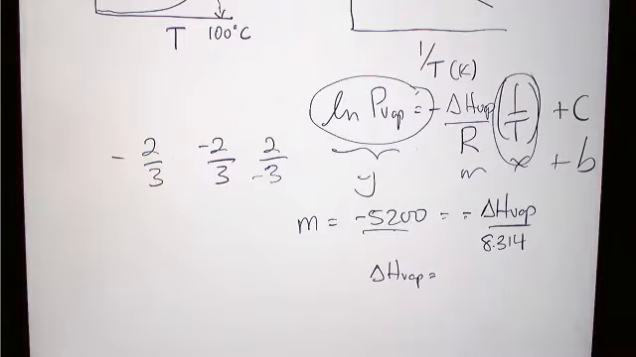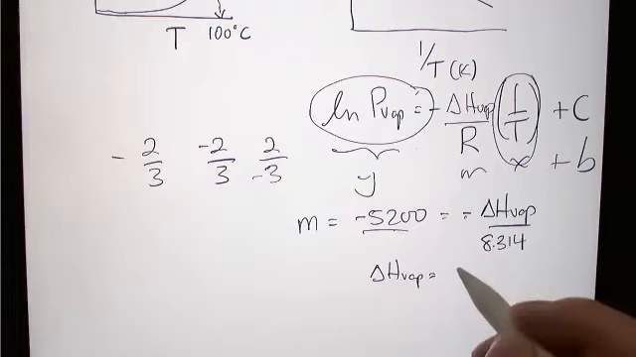A negative times a negative will be positive. Delta H is not always positive, but delta H VAP is. Delta H VAP is the energy needed to vaporize the liquid. You got to put energy in to vaporize a liquid. So that means delta H VAP is always a positive number. It's endothermic. If you have a negative delta H, it's exothermic.